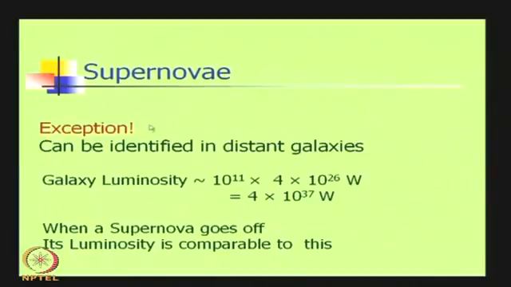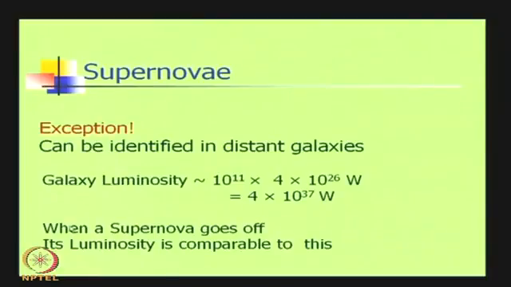So, we have already learned about supernova. This is an explosion, and they can even be identified in distant galaxies. Why? Well, a galaxy has a luminosity of the order of 4 into 10 to the power 37 watts. This is easy to estimate. You know the number of stars in a galaxy, 10 to the power 11, and you know the luminosity of a single star, 4 into 10 to the power 26 watts. So, you multiply these two and you find the typical luminosity of a galaxy. It is in this range, 4 into 10 to the power 37 watts.